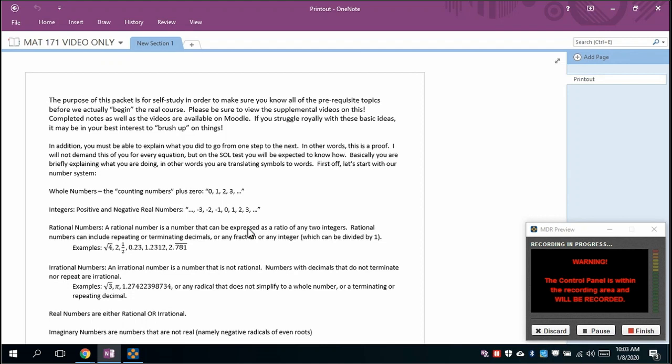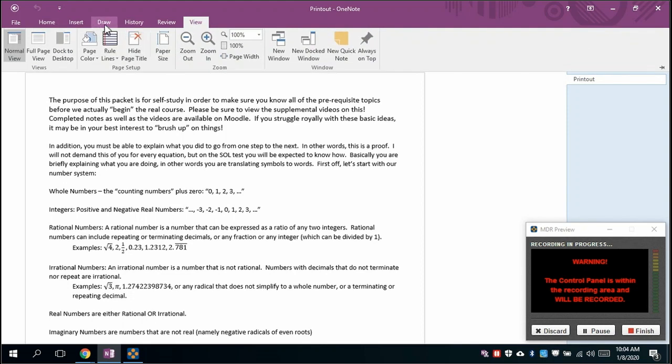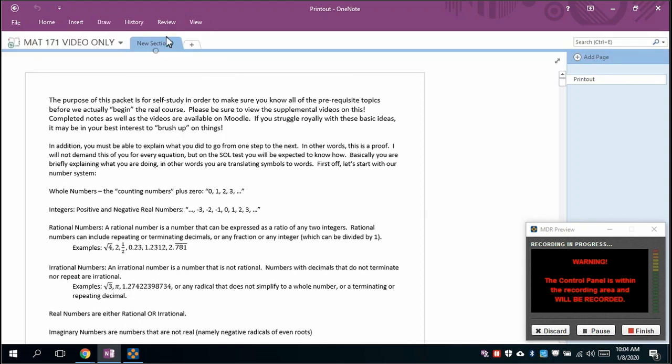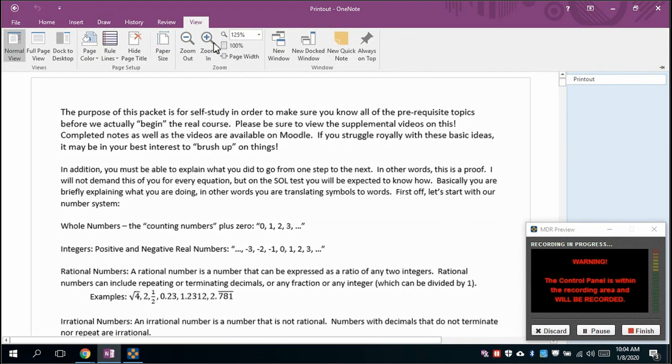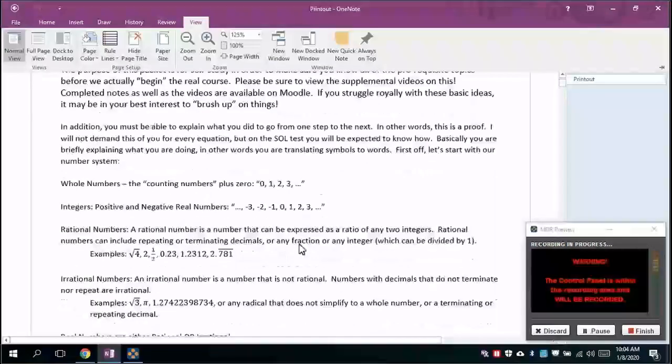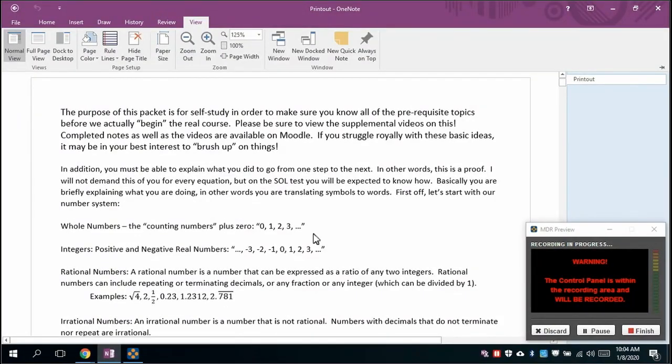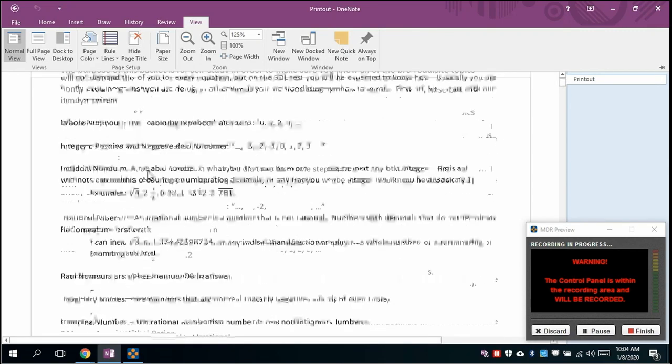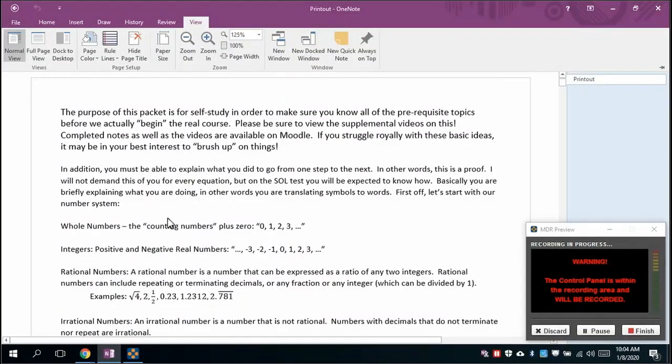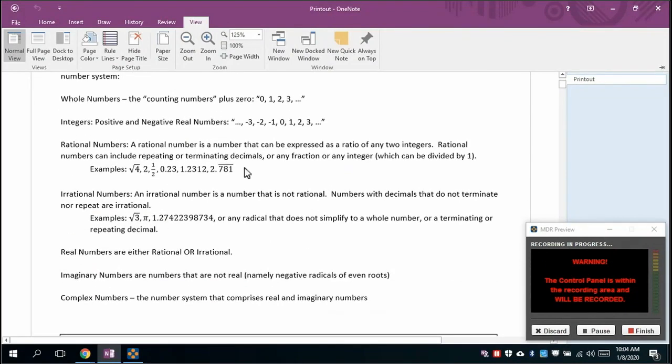So the purpose for this first packet is a bit of self-study. What I mean by that is we're not going to have time to go over everything in class, so you're going to need to know some prerequisite topics before we begin this course. I hope you'll enjoy these. This is a bit of my old stuff from when I taught high school.